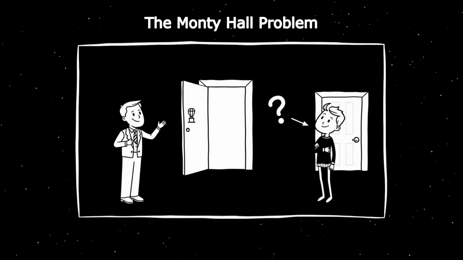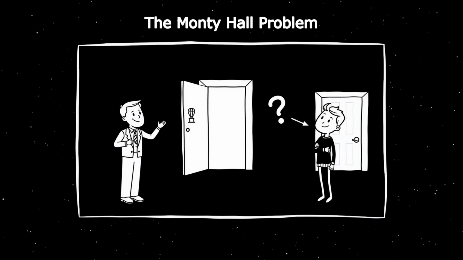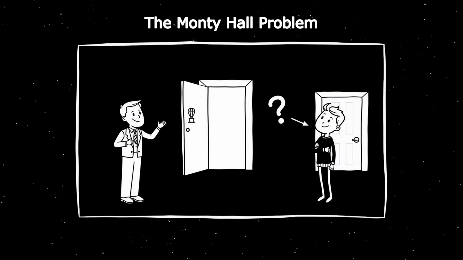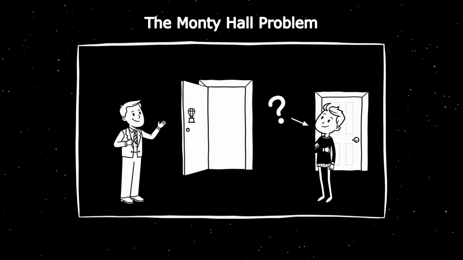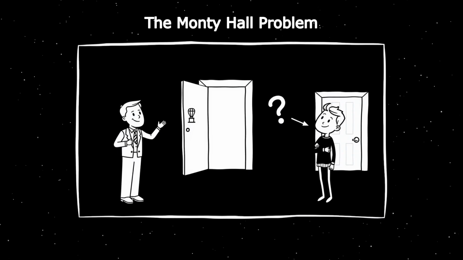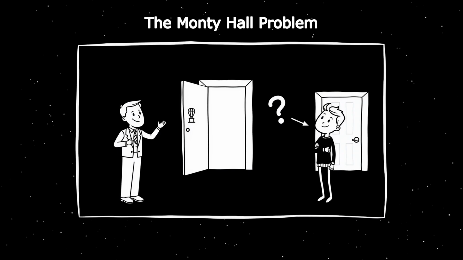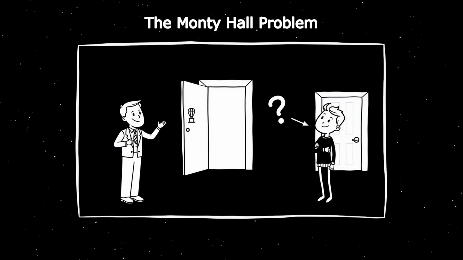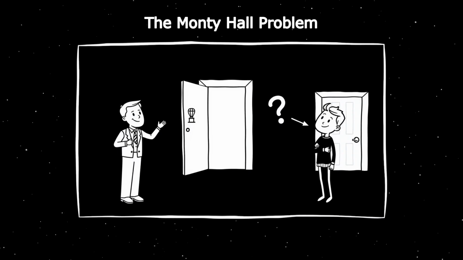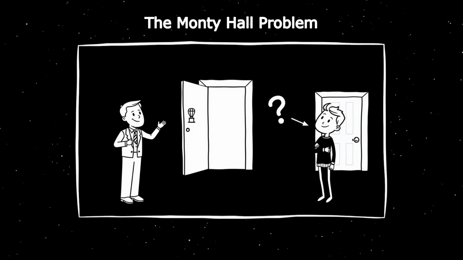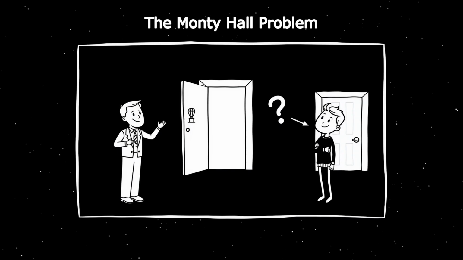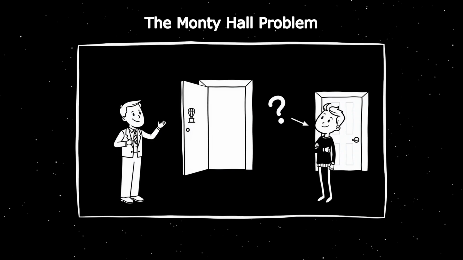Picture this. You are standing in front of 3 doors. Behind one of these doors is a shiny new car, while behind the other 2 are goats. Yes, goats. The goal is to choose the door with the car behind it. At the start of the game, you choose one door. Let's say you pick door A. At this point, you might feel a mix of excitement and uncertainty.